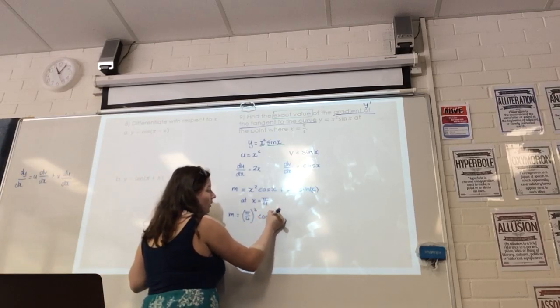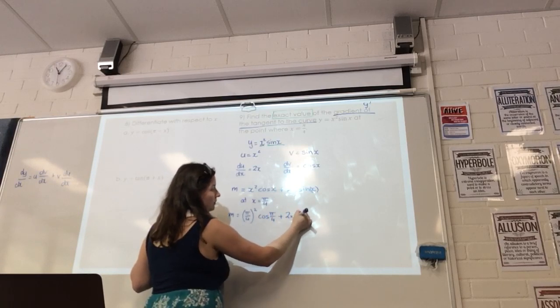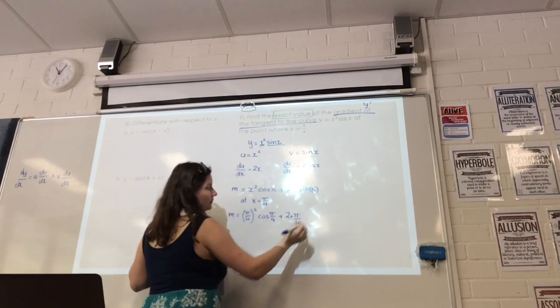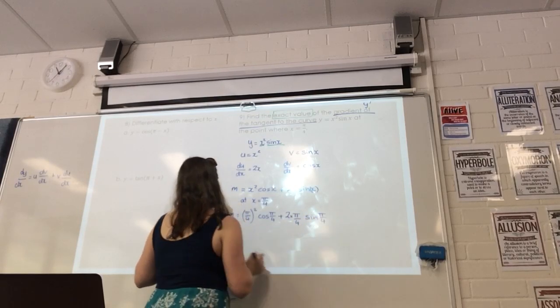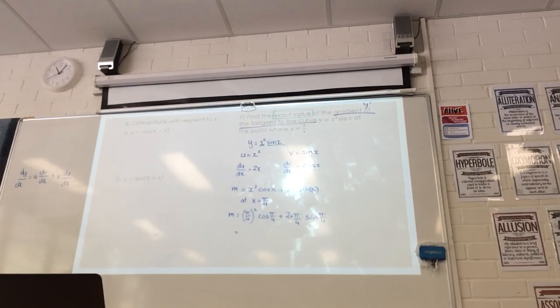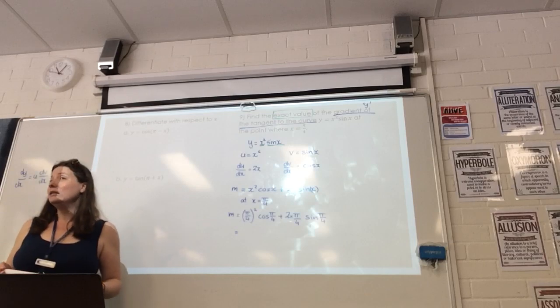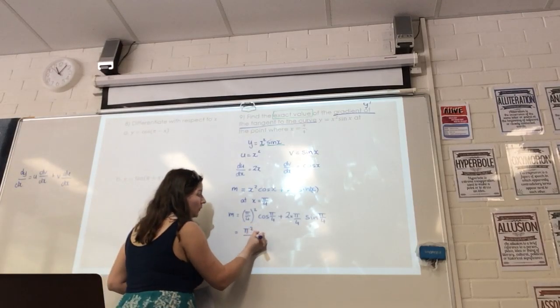Cos pi on 4 plus two times pi on 4 and sine pi on 4. This answer is not going to be acceptable. We have to make it simpler than this, right? What's pi on 4 squared? Pi squared over 16. So square the top and square the bottom.